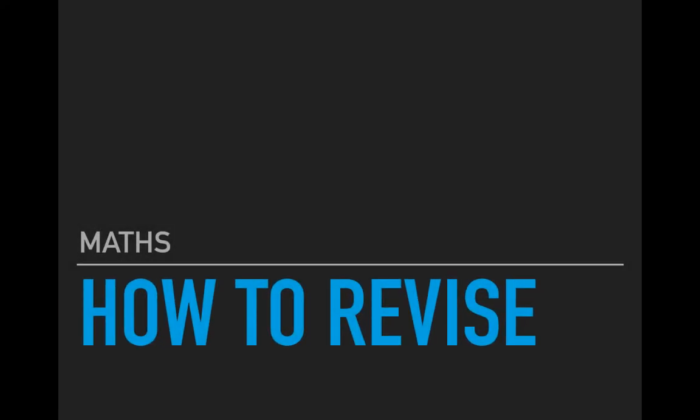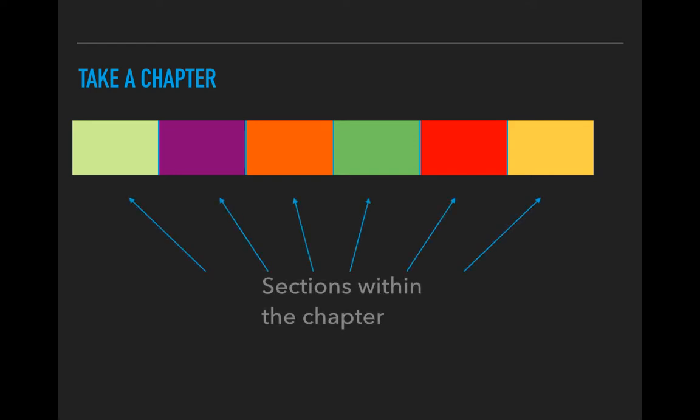How to revise for maths. So we're going to use the textbook to structure our revision. We're going to take a chapter, and the chapters in the textbook are broken up into sections. In this case, we have 6 sections in the textbook. So you'd go to one of those sections only a session.